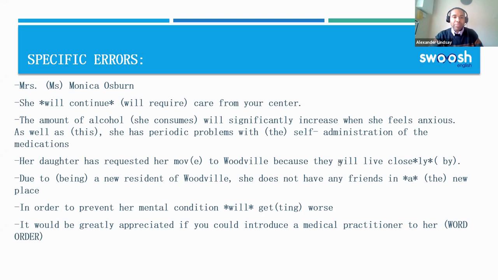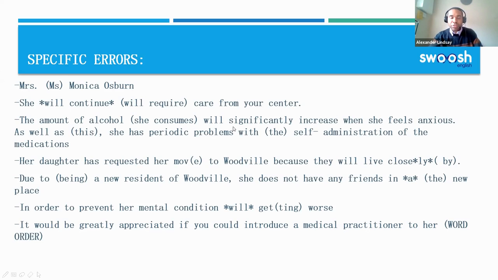The next point, so she will continue care from your center. It would have been much clearer to have rephrased this. An example I gave here is she will require care from your center. So it doesn't create any confusion in terms of the situation continuing from now to the future. Basically, she requires care from your center. She hasn't had care from your center before, so this needs to be commenced. And here were some grammatical corrections.